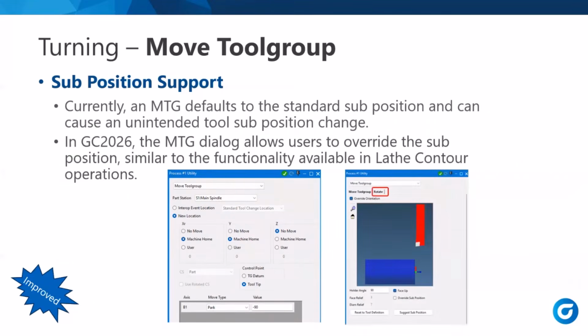So, like in a lathe contour, you have a rotate tab, and in that picture over on the right, you're able to control your orientation. But then if you need to do a move tool group with that tool, as soon as you do that, you lose that override. Now the move tool group utility allows you to maintain that or change it if you want, but at least control it. And that's the main thing.